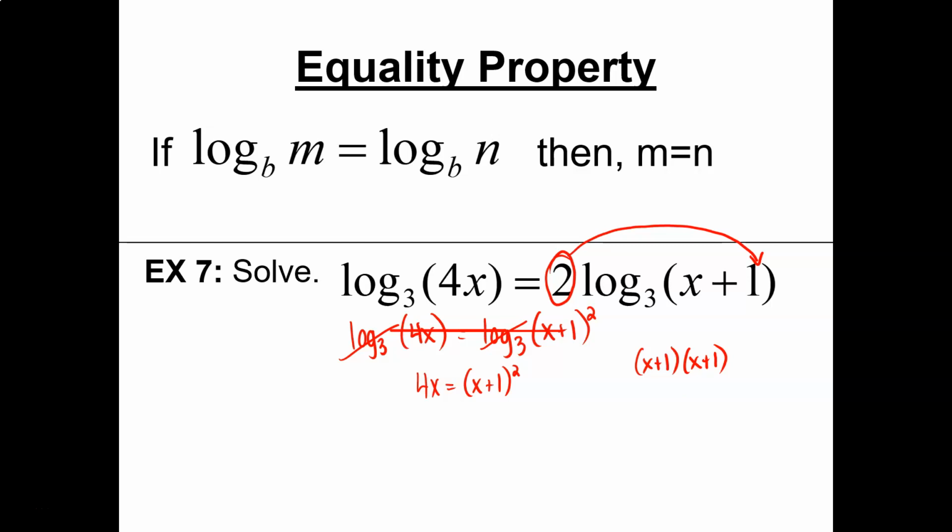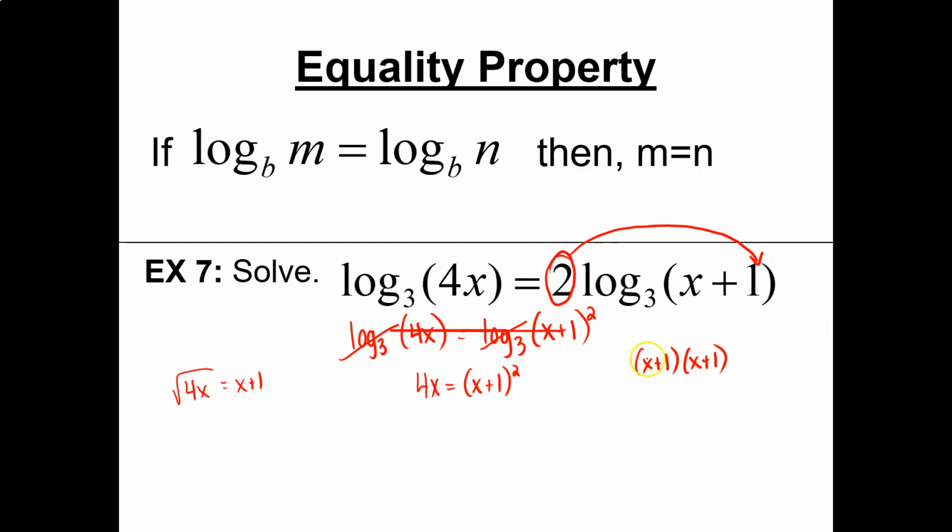I heard somebody say take the square root of both sides. That will get rid of our square. Here's the problem. If you do that, you got square root of 4x equals x plus 1. And now that x is trapped under a square root, which is not good. The only way to get rid of the square root is to square both sides, which just gets you back to where you were before. So although it is a possibility, it's not going to get you anywhere.